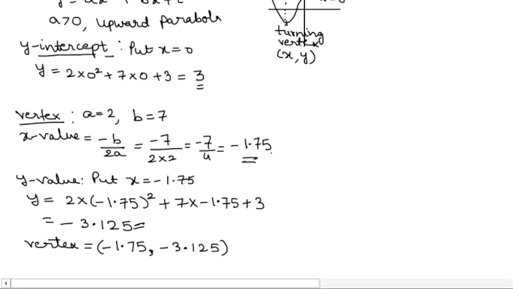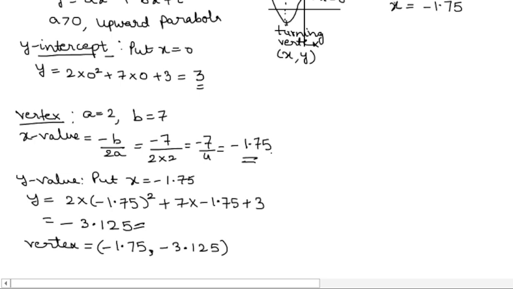So my axis of symmetry for this parabola is going to be x is equal to the x value of the vertex, which is this. So x is equal to negative 1.75. So it is always equal to the x value of the vertex.